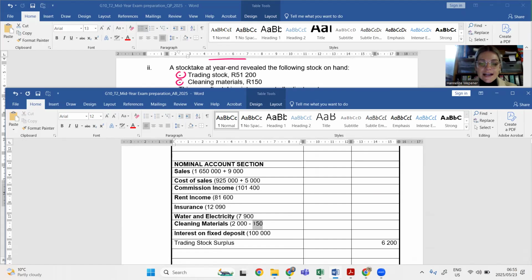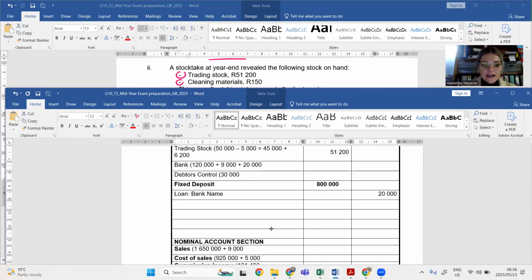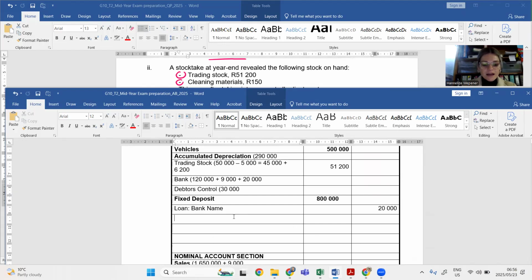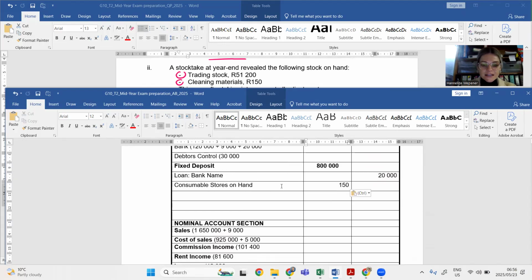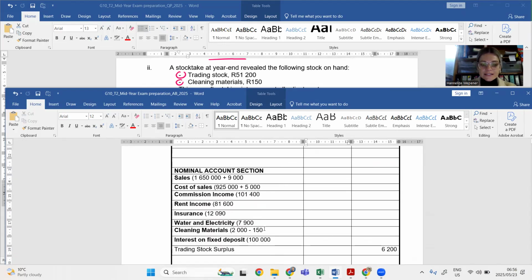So I'm going to reclassify that as a current asset. And I'm going to say that this is now my consumable stores on hand, and it is an asset, 150 Rand. So I'm debiting the asset and I'm crediting the expense to say that it actually wasn't an expense in this financial year.